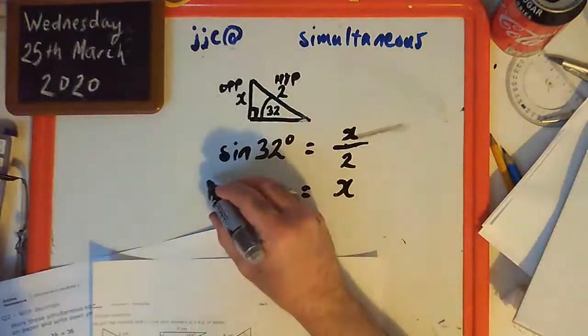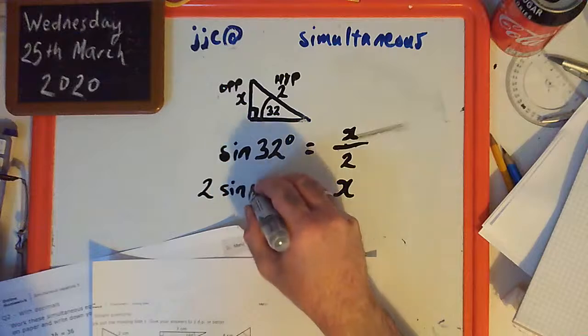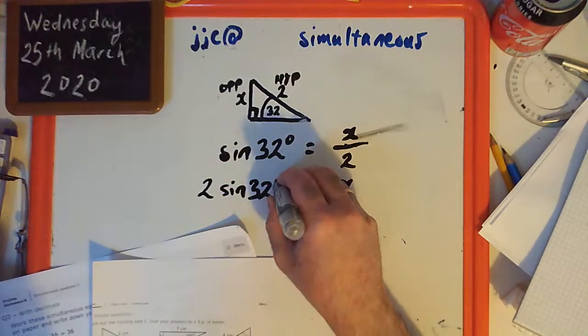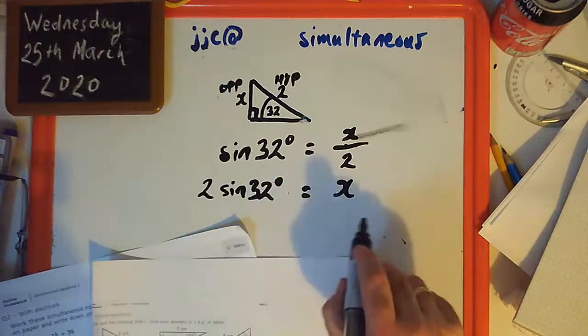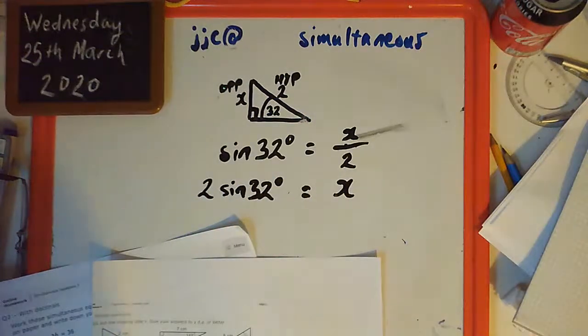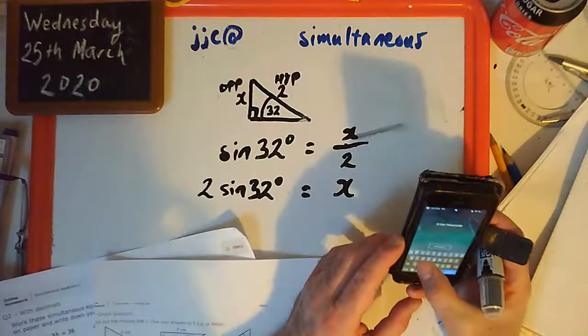But then I need to do that on the left as well. So multiplying both sides by 2 to get rid of the fraction, 2 sine 32 is equal to X. So 2 times sine 32 is X. And that's something that the calculator can just work out for us.